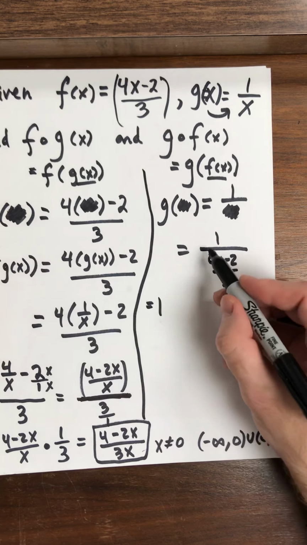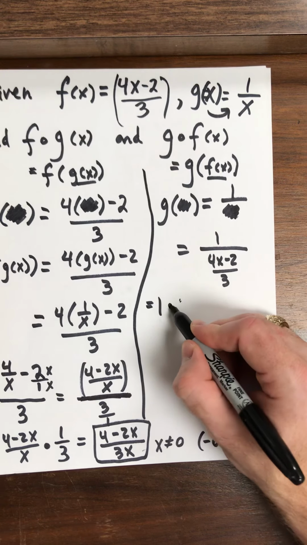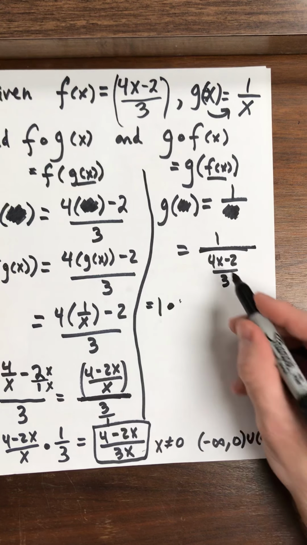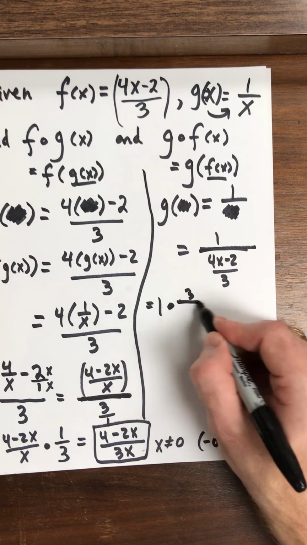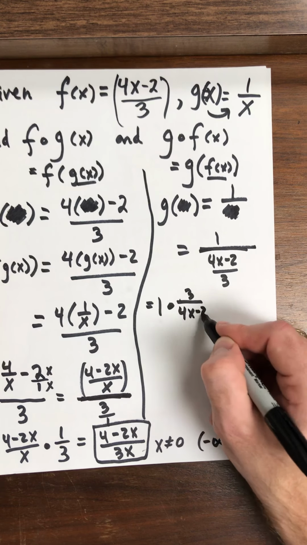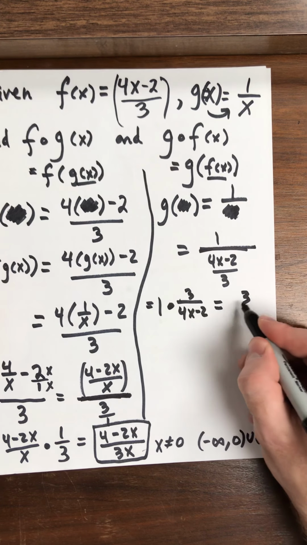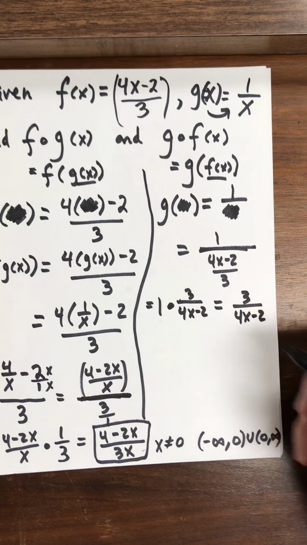Don't want to get confused here. I keep the numerator the same, I change division to multiplication, and I flip. I do the reciprocal, 3 over 4x minus 2. What is this? This is 3 over 4x minus 2.